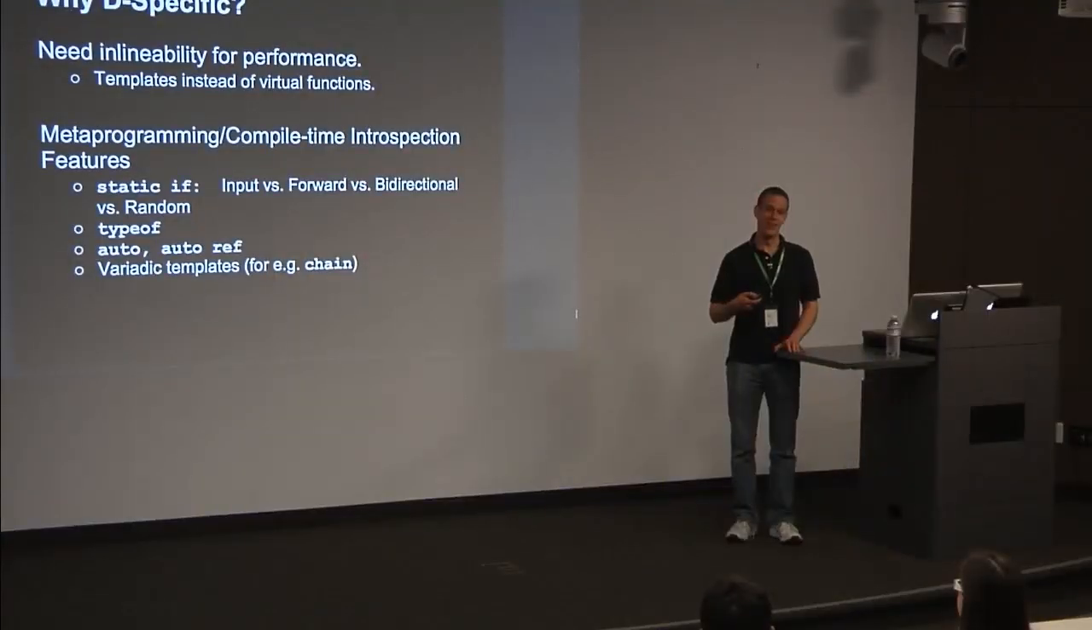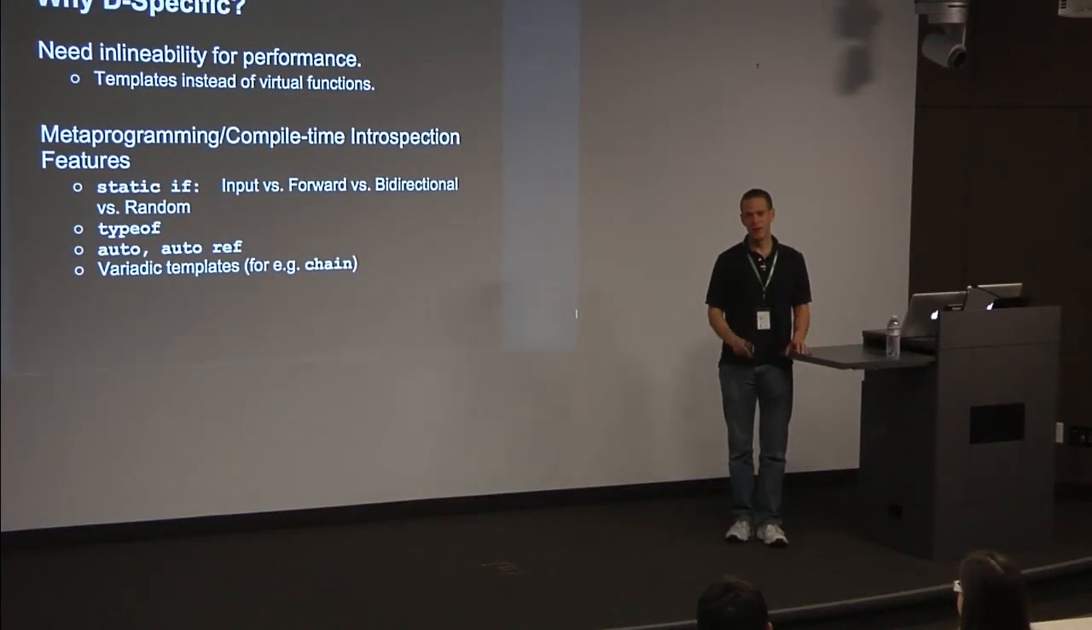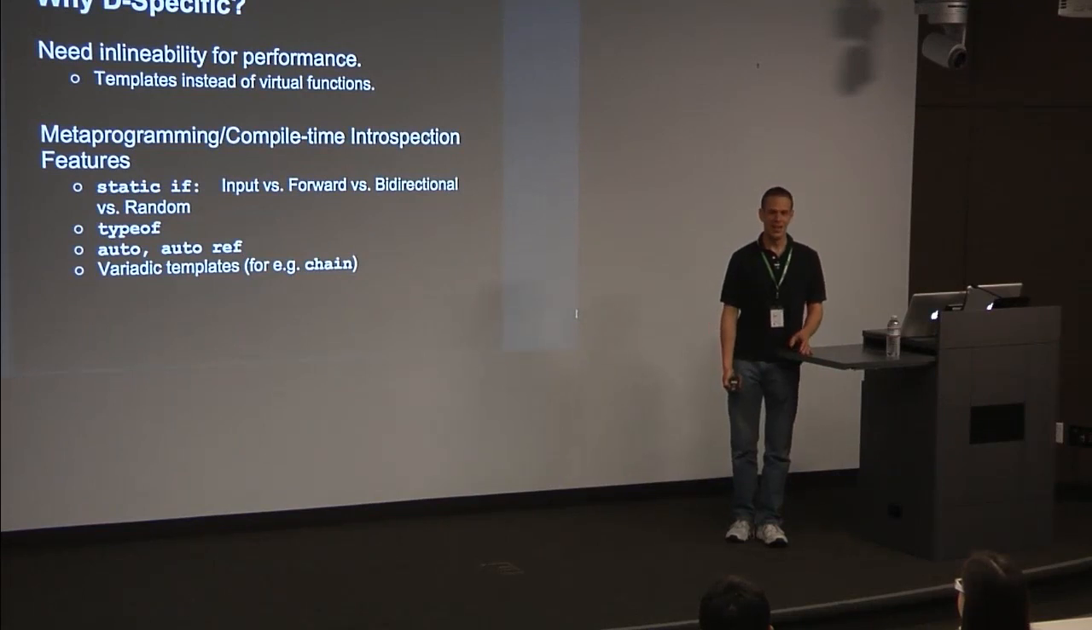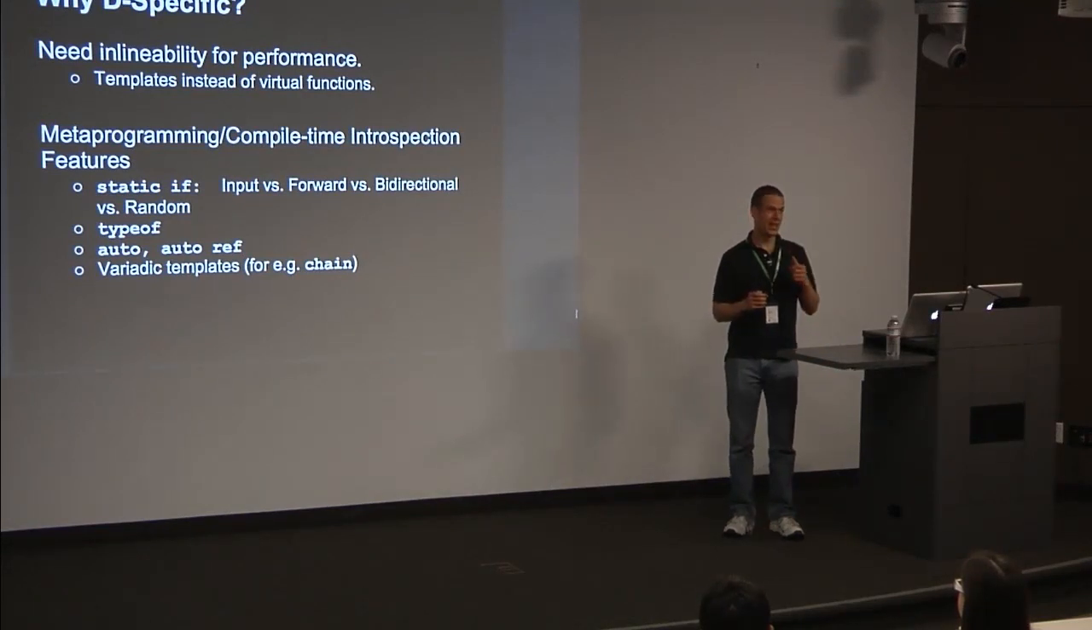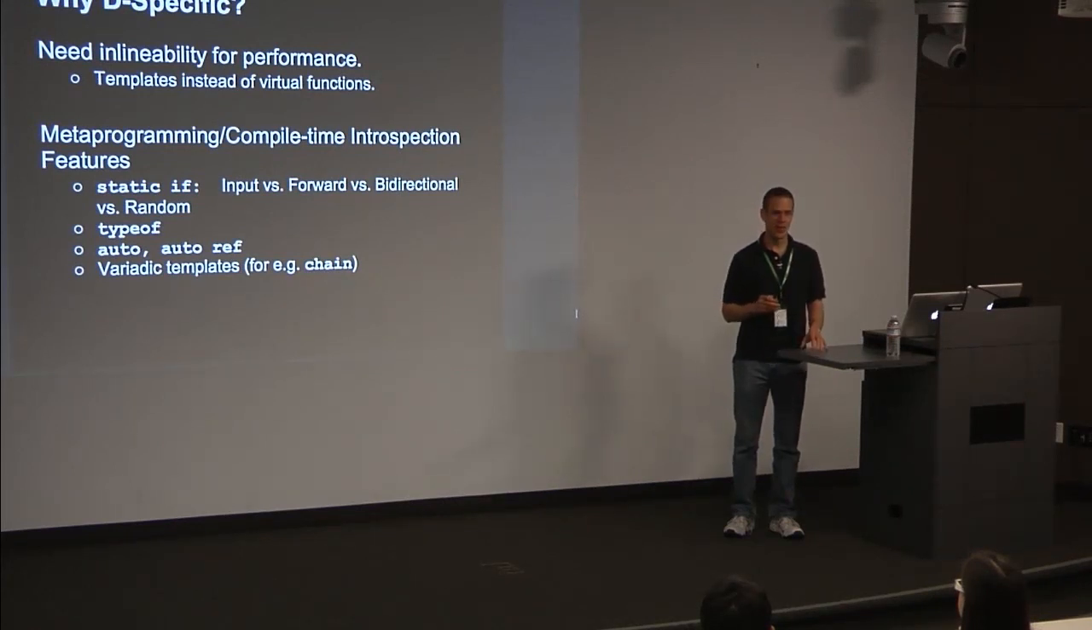And variadic templates, which are useful, for example, for implementing chain, which is a range that I forgot to mention on my previous slide. So chain takes n greater than 1 ranges. Actually, I think if you give it one range, it aliases itself away, which is rather efficient, and chains them together to make it look like it's a single range. Now, of course, this requires variadic template support if you want to handle the general case of n greater than 2.